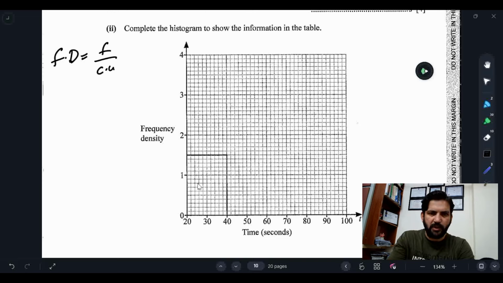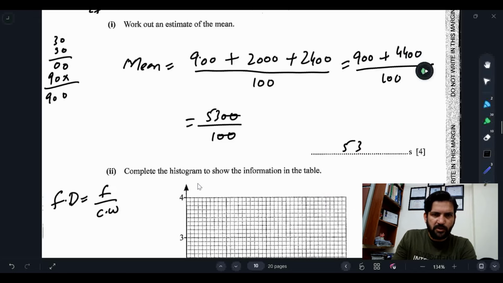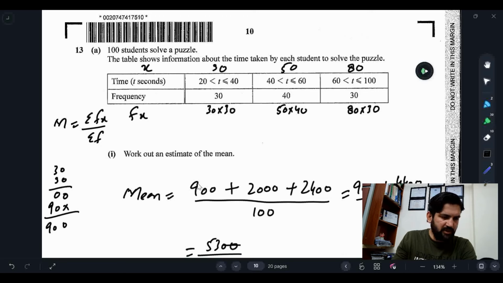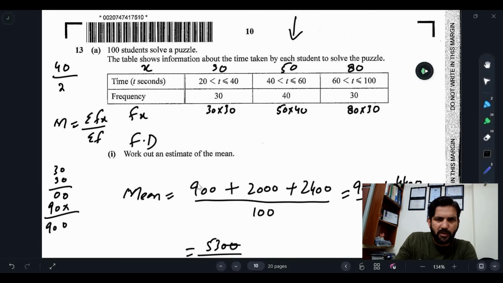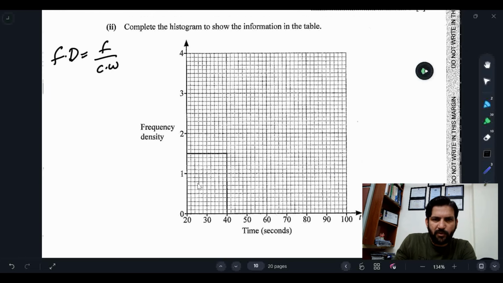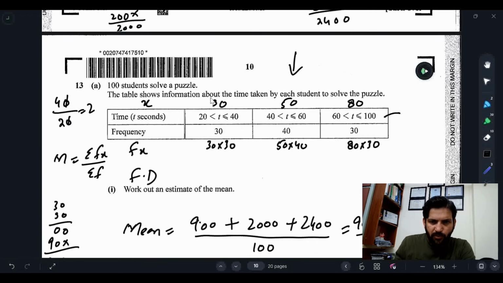Let's move to the next one, frequency density. We know that frequency density is equal to frequency divided by the class width. We have to find the frequency density for the rest of the intervals. For the second interval, 40 divided by the class width, we can cancel out these two. So this will be 2. So we have to draw it like this.